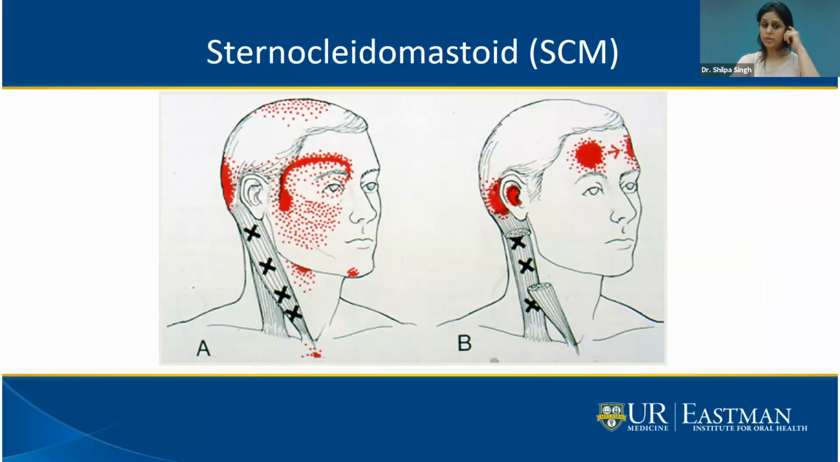The sternocleidomastoid muscle is another one which can refer pain to headaches and to the dental area in front, pre-auricular, post-auricular, headaches around the eye, behind the eye, and exactly at the angle of the mandible. These are the specific zones of reference for the sternocleidomastoid muscle. Very, very common in orofacial pain patients.